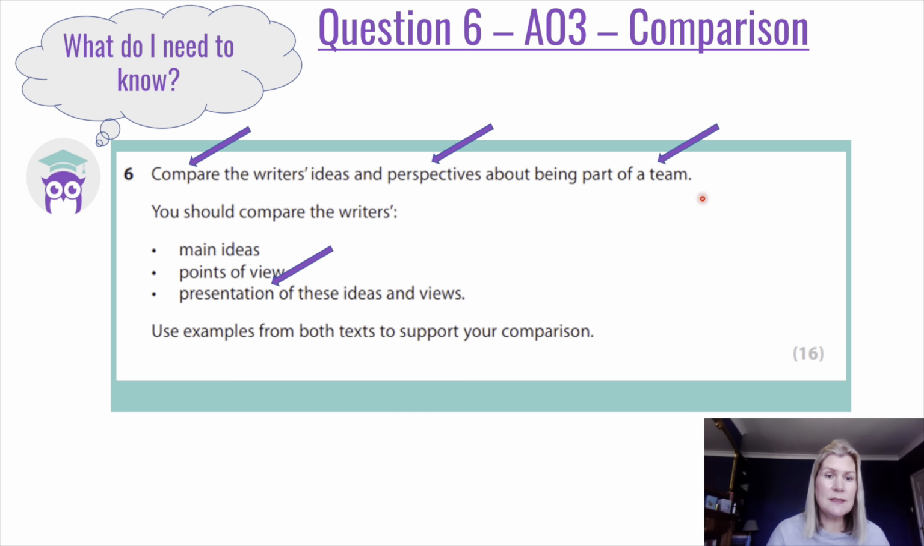So obviously we're looking at main ideas and points of view. That's what I've just said about ideas and perspectives. But the other thing to be aware of is that it does say presentation of these ideas and views. So even though this is AO3 in comparison, you are going to be expected to analyse, right? And we're going to use examples from both texts to support your comparison. So again, you need to have a balance between those two texts.